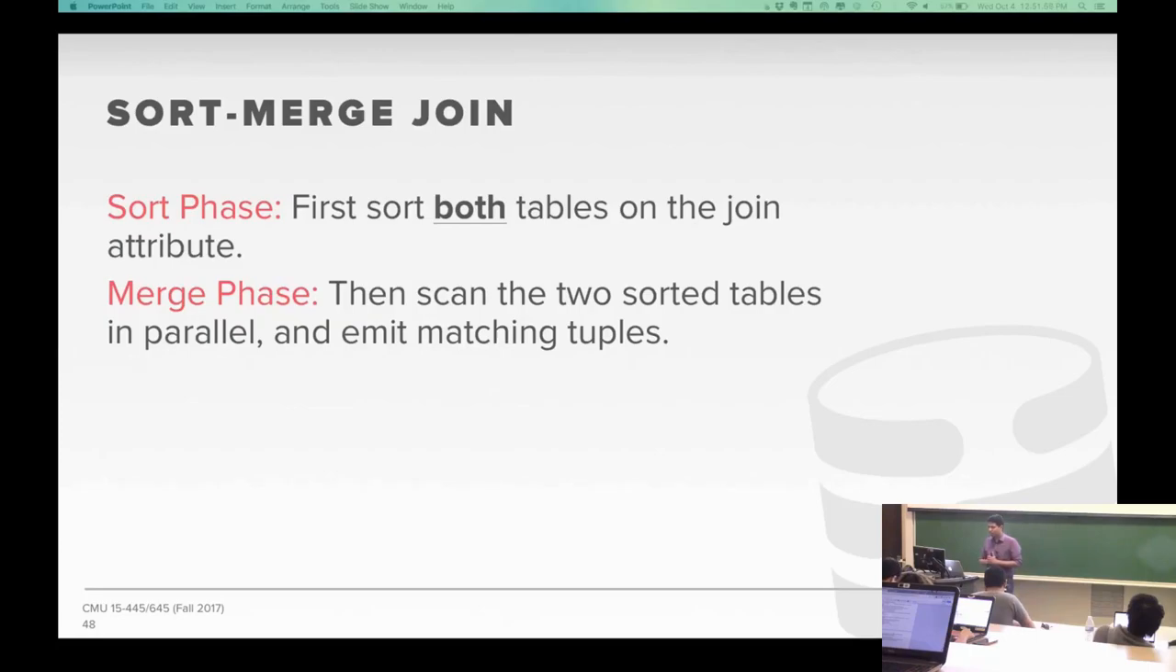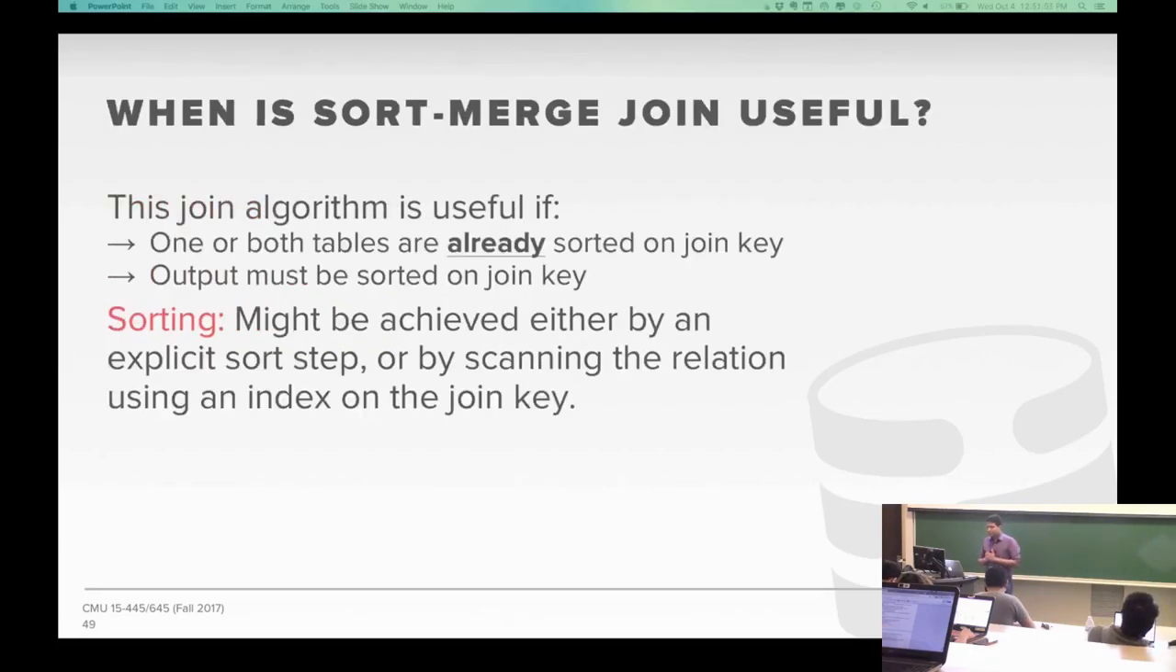So when is this algorithm actually very useful? It's generally used when one or both of the tables are already sorted on the join attributes, or if the output of this operation should be sorted for operations higher up in the query plan. If you need ordering in the output, or if one of the two input tables is ordered, then it makes sense to use the sort merge algorithm. Okay, so those are the scenarios where you will often end up using this as opposed to a regular nested loop join. Okay, so you're leveraging the ordering in the input tables.